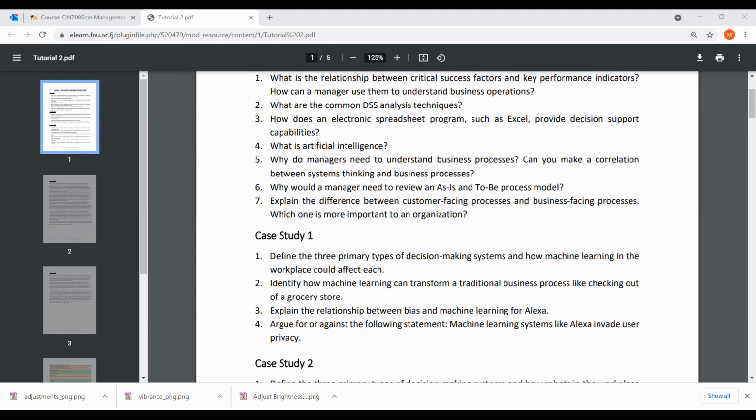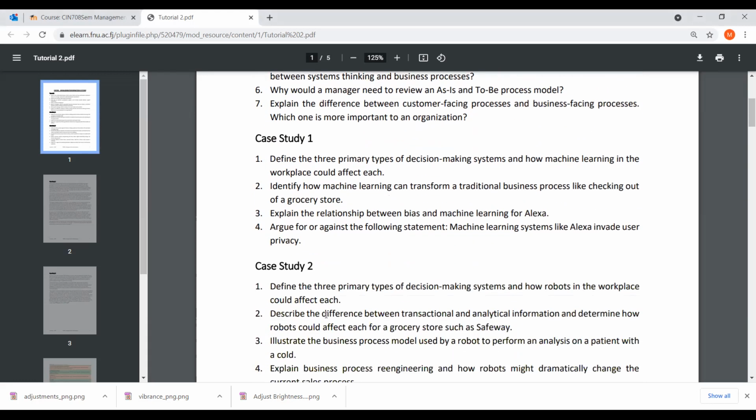All right, thank you. Let's move on to question number 2. Identify how machine learning can transform a traditional business process like checking out of a grocery store. How can they do that? Now, let's go and answer this, okay?